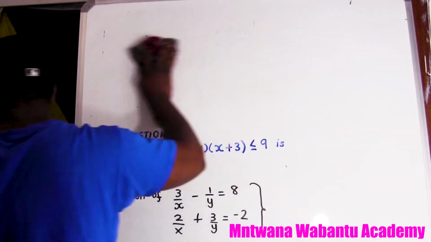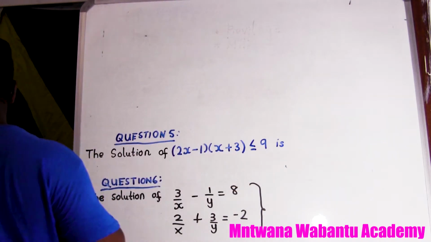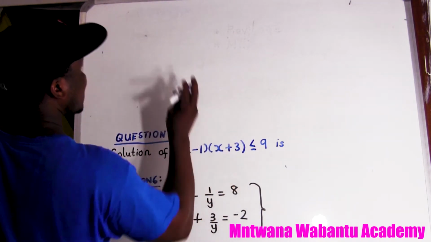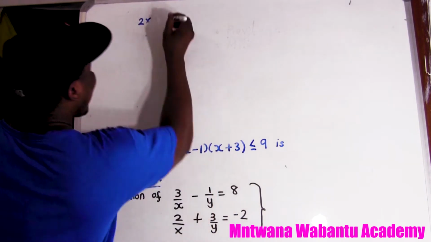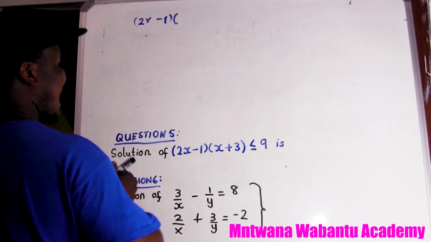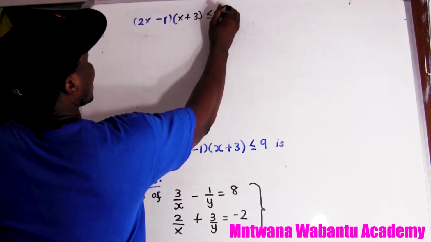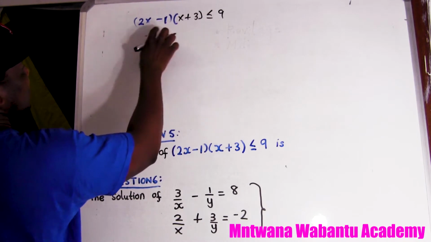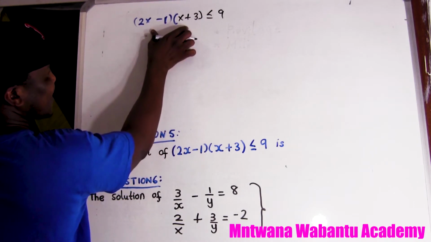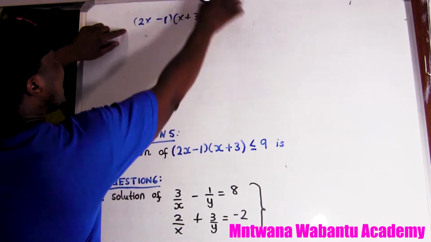Okay, now I want to take this question right here. First and foremost, look, it's 2x minus 1, and then you got x plus 3, and then we got less than or equal to 9. I'll expand this first, because you cannot solve this quadratic because you have a number. So this must be 0. So I'm going to have to expand it and take it over.